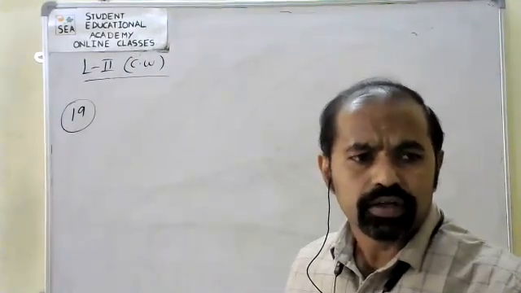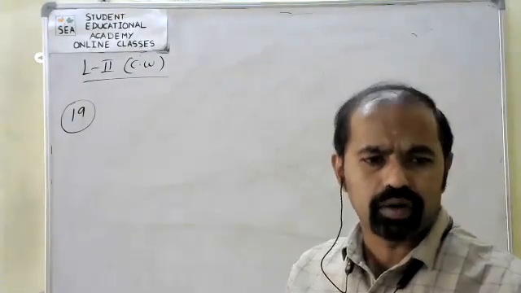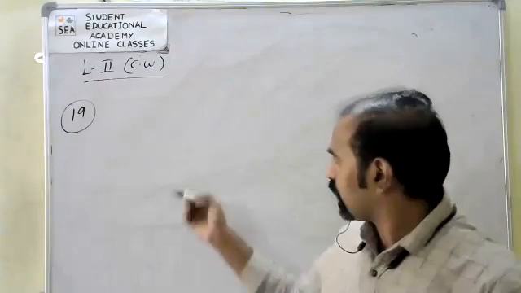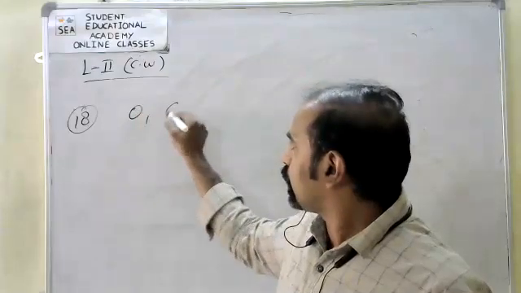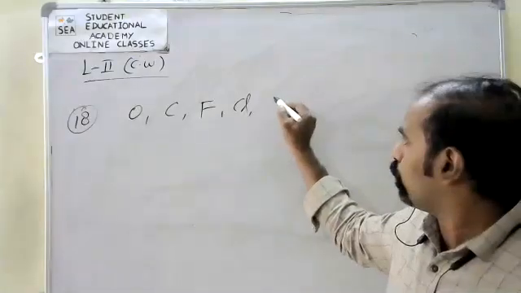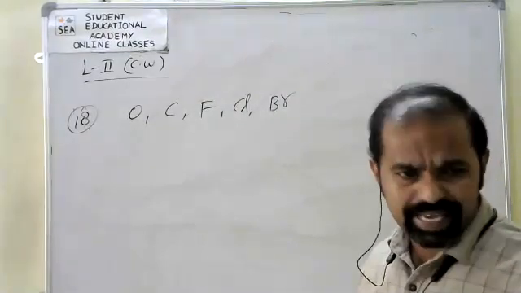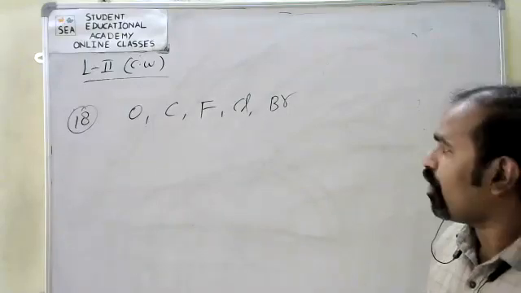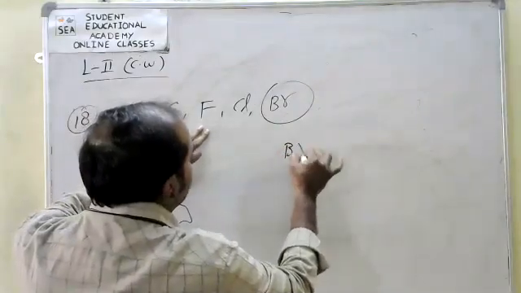Look at the 18th question. So among oxygen, carbon, fluorine, chlorine, increasing order of atomic radius. What they are given? 18th question. See. Oxygen, carbon, fluorine, chlorine, and bromine. So here, increasing order of atomic radius is, which is correct? First. Okay. First highest, we know that it is the very high, bromine.